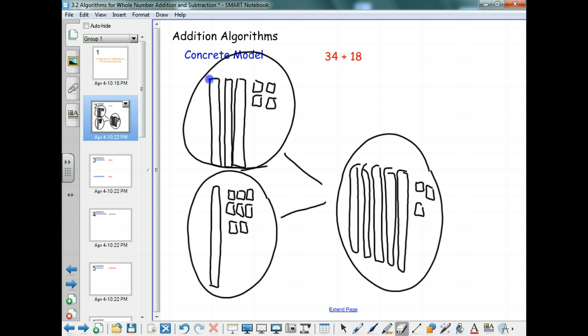Oh, were there only 12? Okay, that's all right. So 2 more is what I'll draw. Yeah? Okay, good. And we can look at this and we can say how many did I end up with? 52, right? 52.